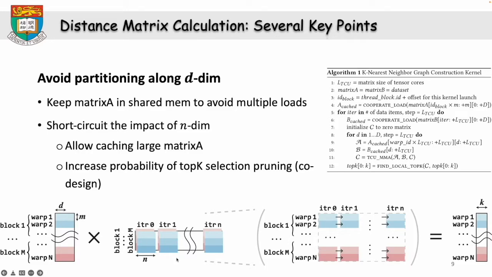As the computation is not partitioned along the D dimension, matrix B does not involve data reuse from the perspective of each thread block. A small tile size along the n dimension does not hurt the throughput. It allows matrix A to occupy more shared memory. A thread block can process more points, which reduces the total number of thread blocks and thus global memory access. The small tile size along the n dimension also increases the probability of successful top-k selection pruning, and we will discuss this later.